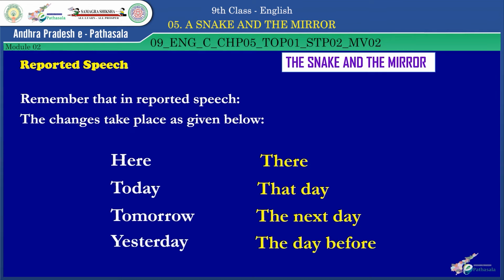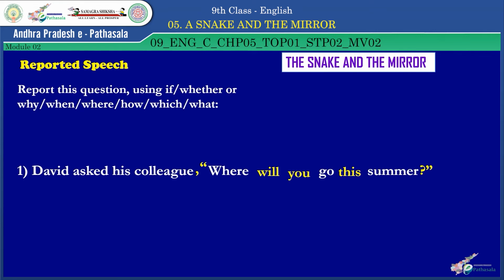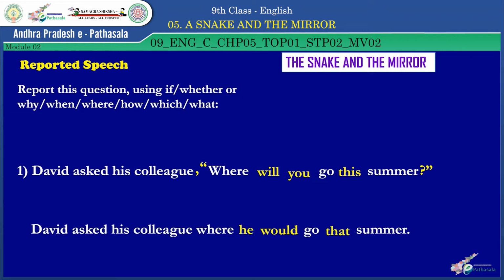My dear students, observe very keenly how the changes are happening. Some important changes are going to be made. For example, David asked his colleague, "Where will you go this summer?" My dear children, if you want to change this direct speech into indirect or reported speech, firstly, the comma will vanish. The inverted commas also vanish and disappear. So you have to remove commas and inverted commas. Even the question mark you have to remove if you want to change that direct speech into reported speech.